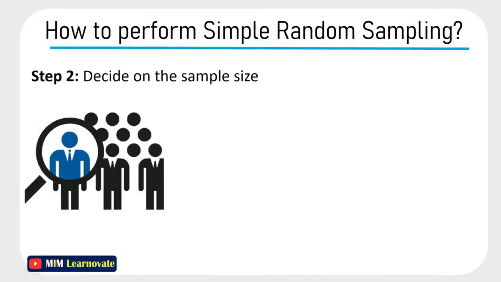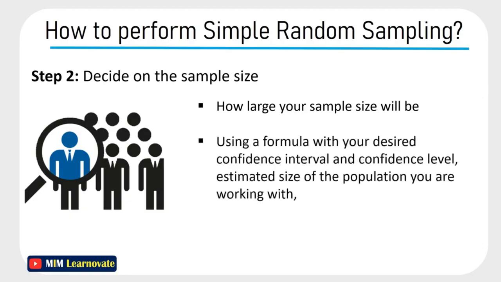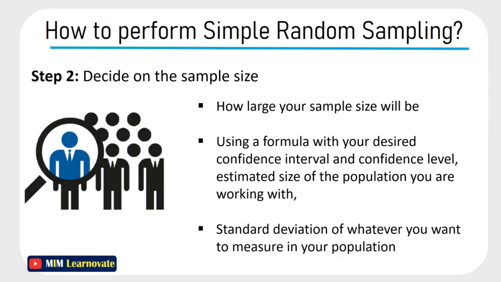Step 2. Decide on the sample size. Next, you need to decide how large your sample size will be. Although larger samples provide more statistical certainty, they also cost more and require far more work. There are several potential ways to decide upon the size of your sample, but one of the simplest involves using a formula with your desired confidence interval and confidence level, estimated size of the population you are working with, and the standard deviation of whatever you want to measure in your population.